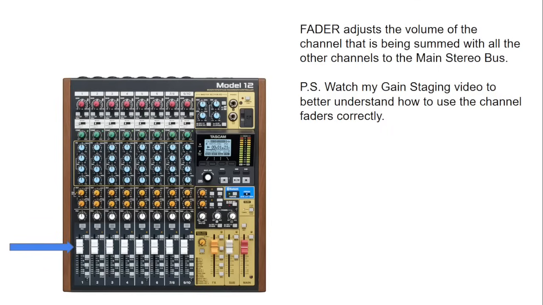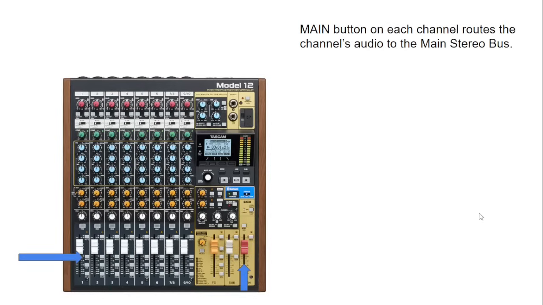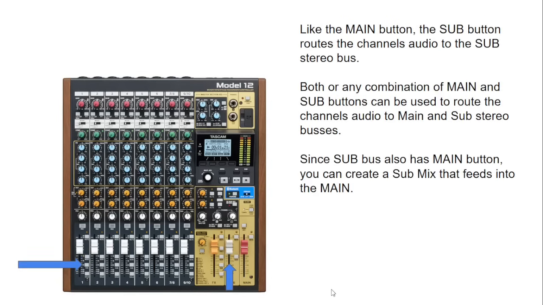Gain staging is an important step in having a great quality audio being recorded onto your multitrack recorder or in your DAW. Now with the main button for each of the channel, we are basically selecting the output of that channel, whether it's going to the main or it's going to the sub. And we can have both or either of them.